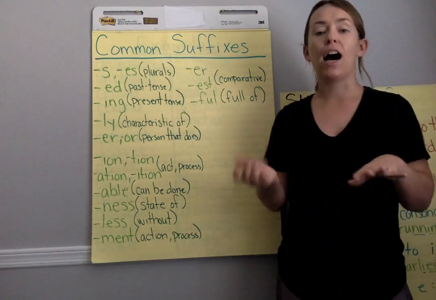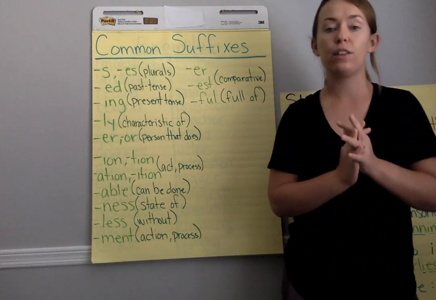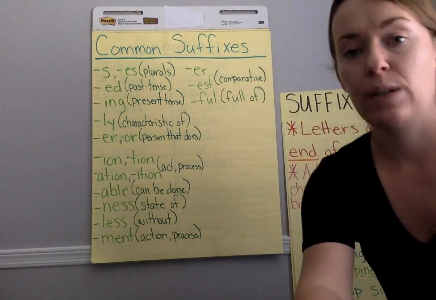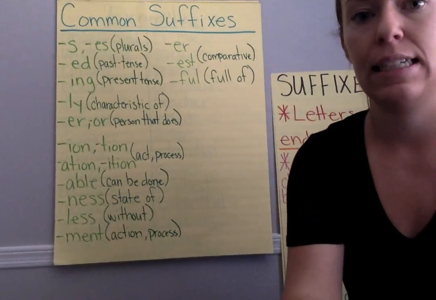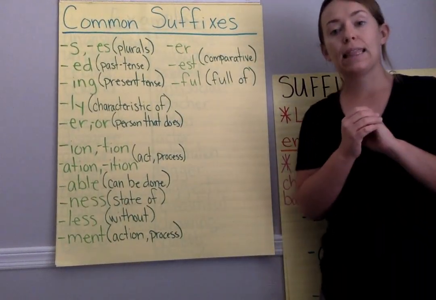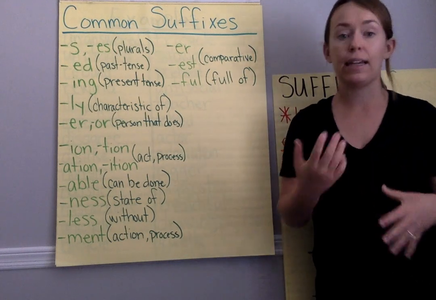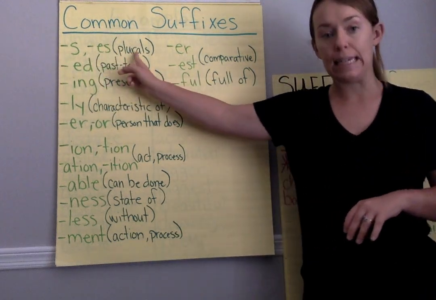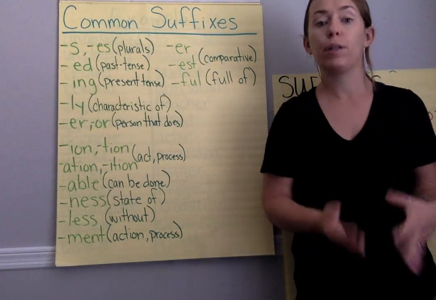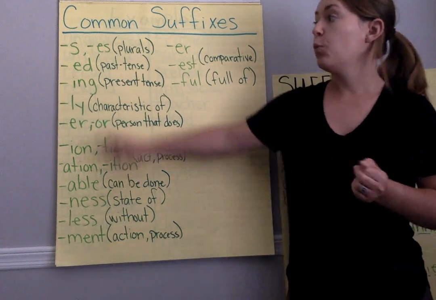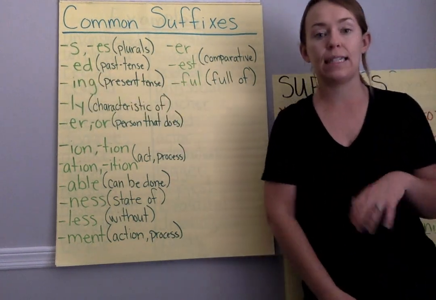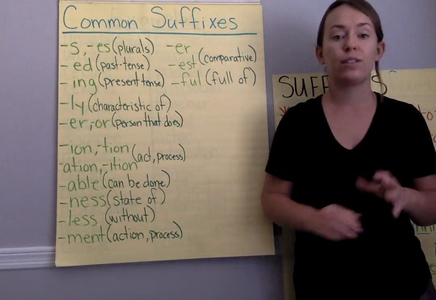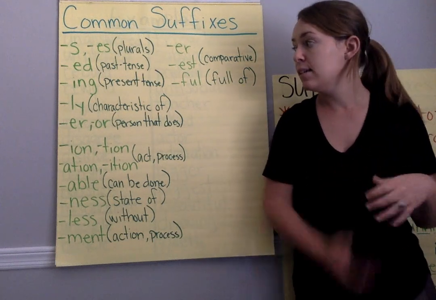All right, so we have common suffixes. These are the ones that we are going to be looking at the most this week. So I'll pull you guys closer just a little bit so that you can see it a little bit better. With these, we have a variety of endings that we can add to a base word. The first one is the S or the ES, and this shows that something is plural, meaning there's more than one. We've got the ED at the end, which shows that it's a past tense verb. We've got ING, which we just talked about, which shows that it's ongoing, present tense.